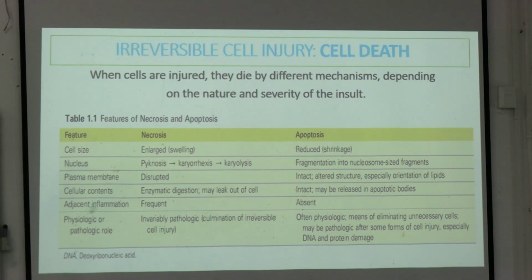On the other hand, apoptosis may be physiological or pathological. Here, in contrast to the cell swelling of necrosis, there is cell shrinkage, an intact plasma membrane, and intact cellular contents which may be released in the form of apoptotic bodies, and there is no inflammation. Okay? You have a detailed class on these two, but still this chart, the difference between necrosis and apoptosis, is very important, so I'm just giving it to you.